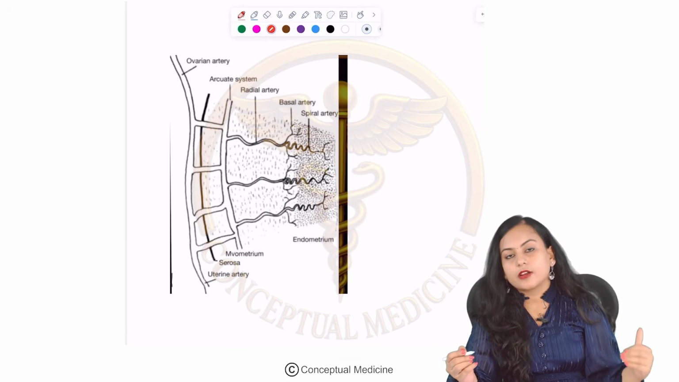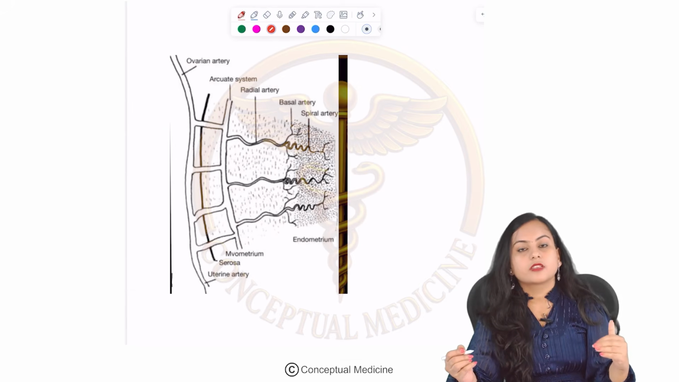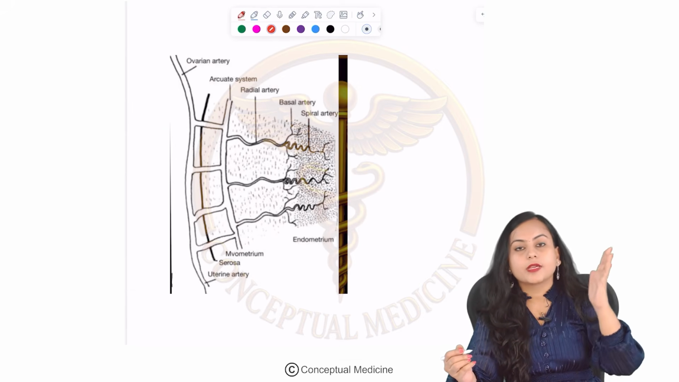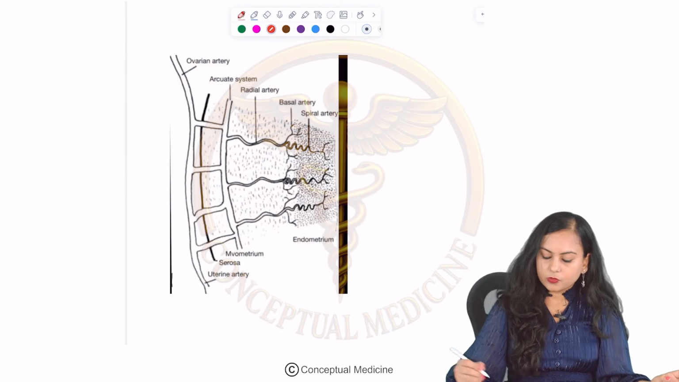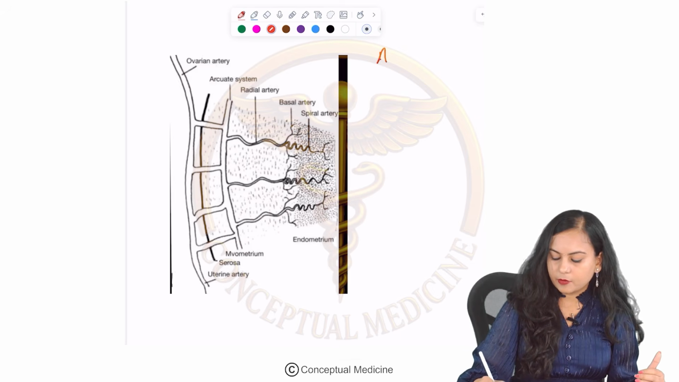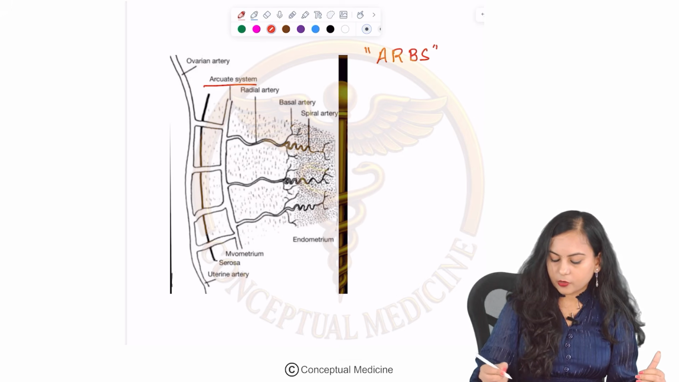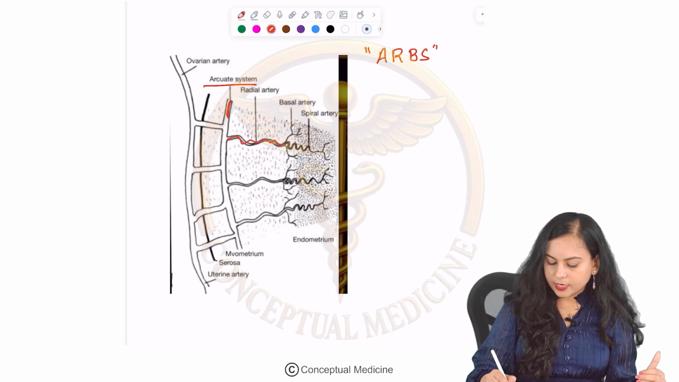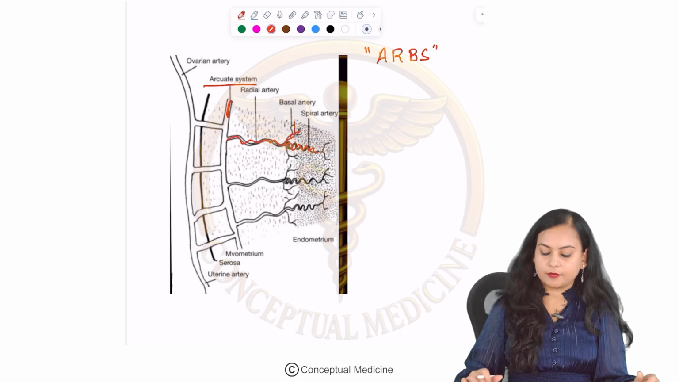Now this is also important. The uterine artery ascends from the uterine-cervical junction and gives branches as it passes along the lateral wall of the uterus on either side. The order in which the branches are given is remembered as ARBS. First is the arcuate artery, then the radial artery, then the basal artery, and finally the spiral artery. Clear? This was also asked in one exam.